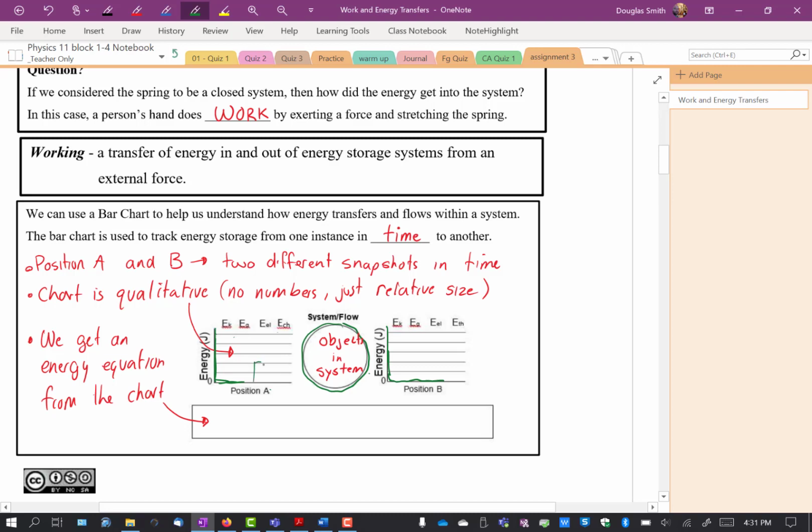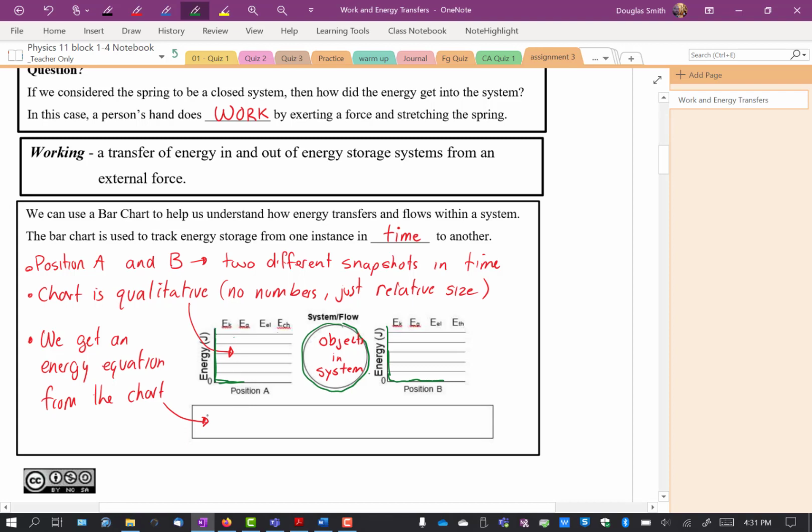This bar chart, we'll make bars on it. It's qualitative. We're not saying something's 2 joules or 18.5 joules. We're just looking at relative sizes, or things going bigger or smaller, stuff like that. And once we're finished with our chart, we can get an equation from it.